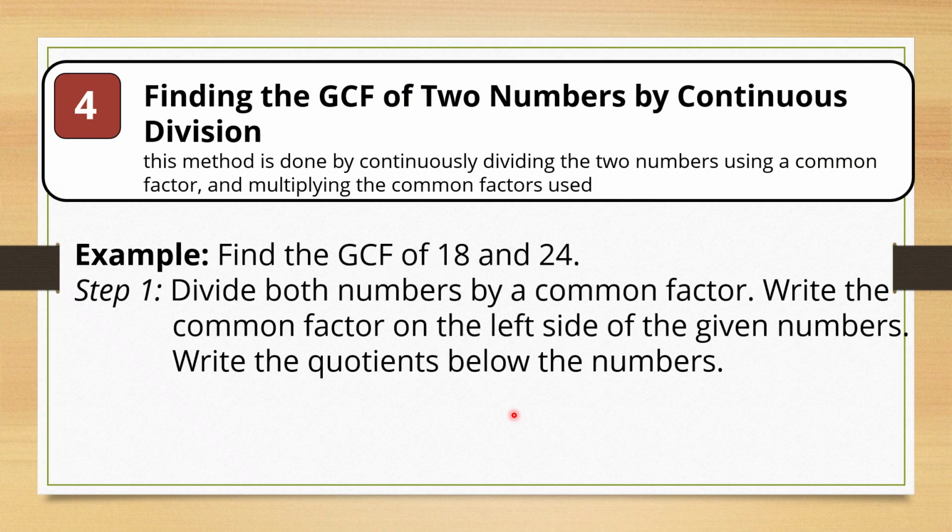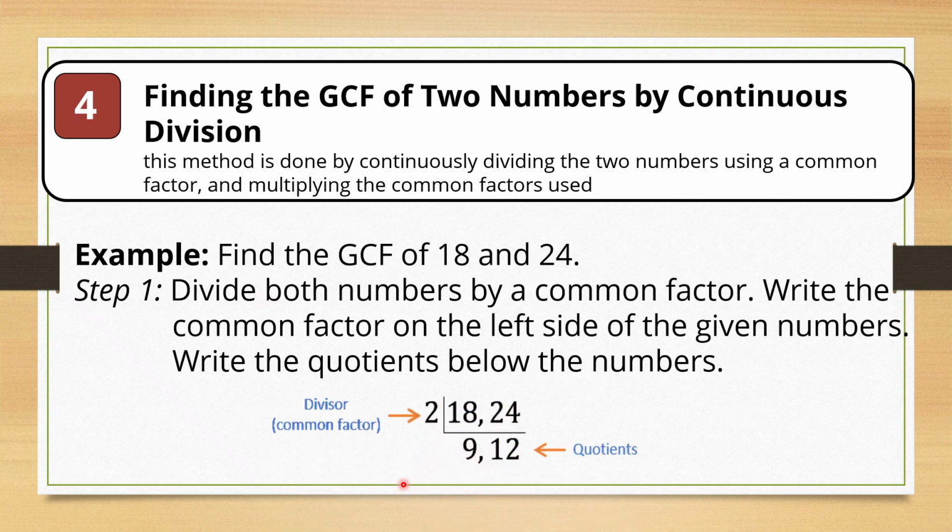Let's move to the third method, which is continuous division. This method is done by continuously dividing the two numbers using a common factor and multiplying the common factors used. Still 18 and 24 are the given numbers. Step 1, divide both numbers by a common factor. Write the common factor on the left side of the given numbers, then write the quotients below the numbers. I will be showing you what it looks like.